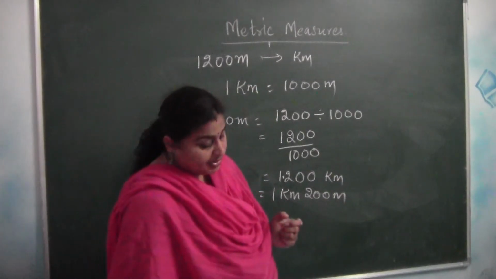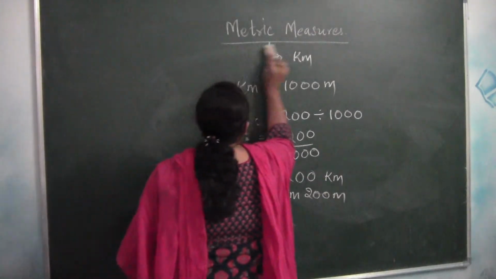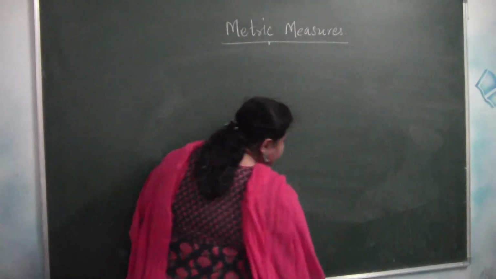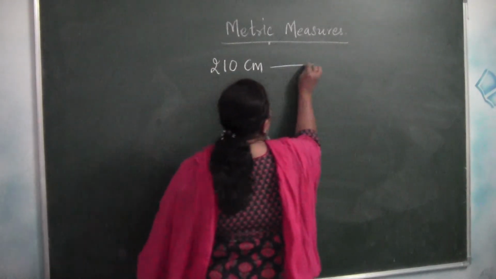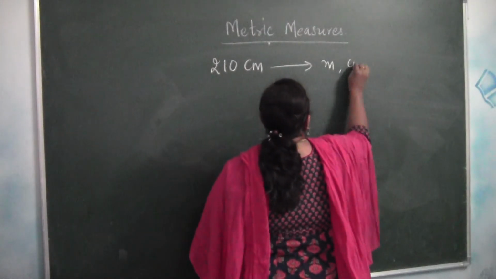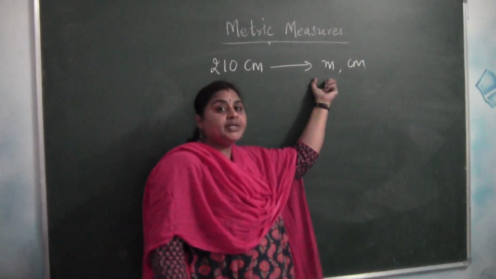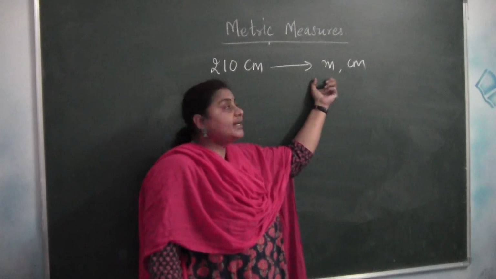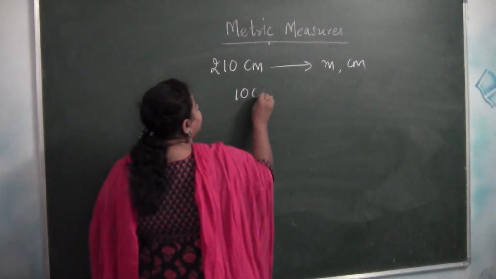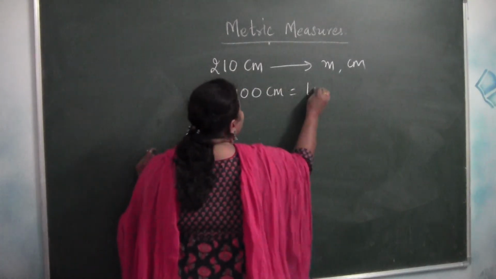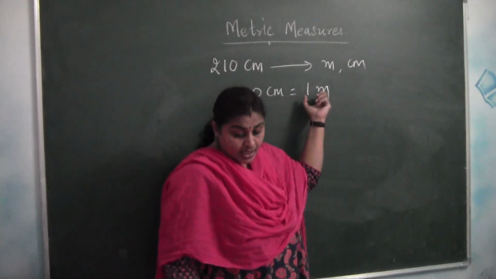meters and centimeters. Now what are we going to learn? How to convert centimeters to meters and centimeters. Let us take the other problem. 210 centimeters. Now we have to convert this into meters and centimeters. Smaller unit to bigger unit, we are going to divide. Right? Now, what is the relation between centimeters and meters, children? 100 centimeters is equal to 1 meter.